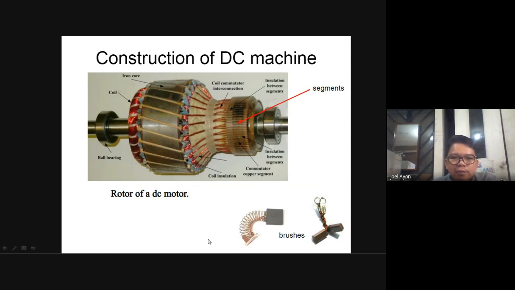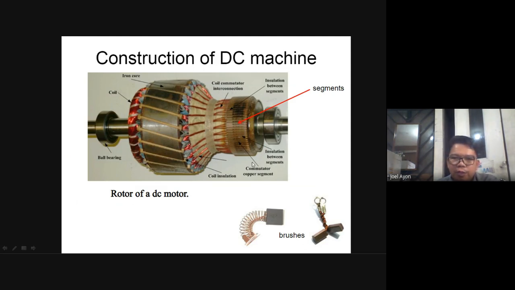Again, this one focuses only on the rotor of a DC motor. The rotor of a DC motor is called the armature. This is the cutaway, or exploded view, of the armature. This one is the commutator.